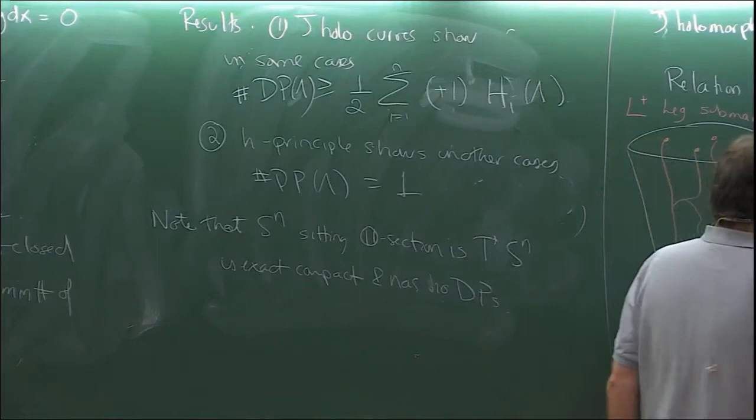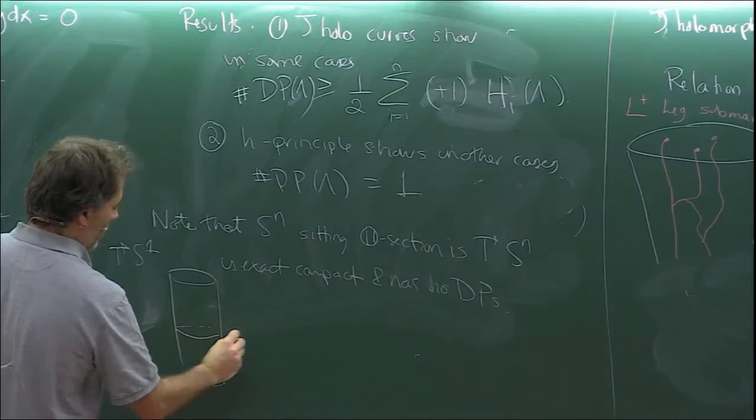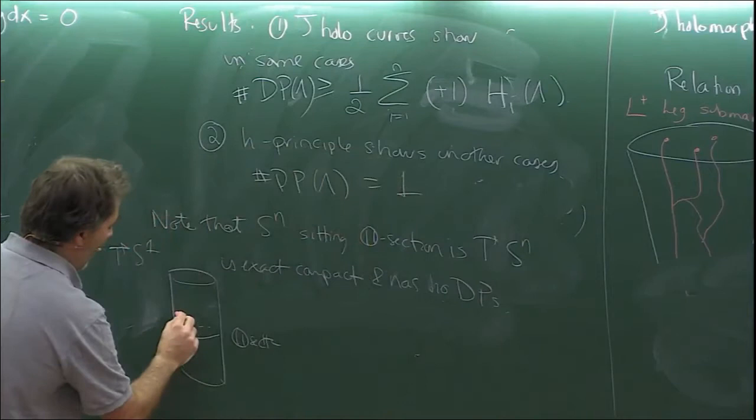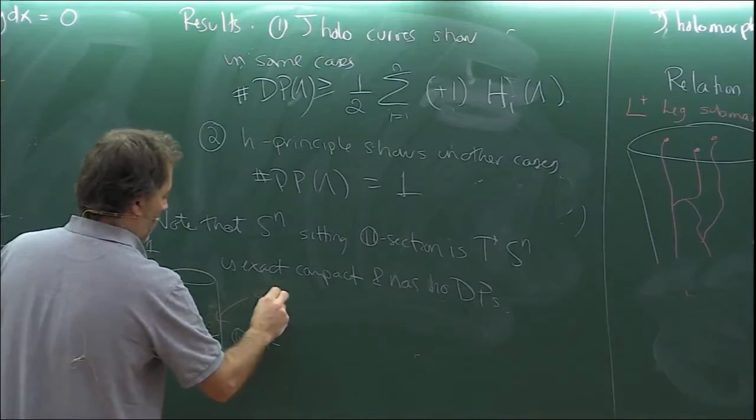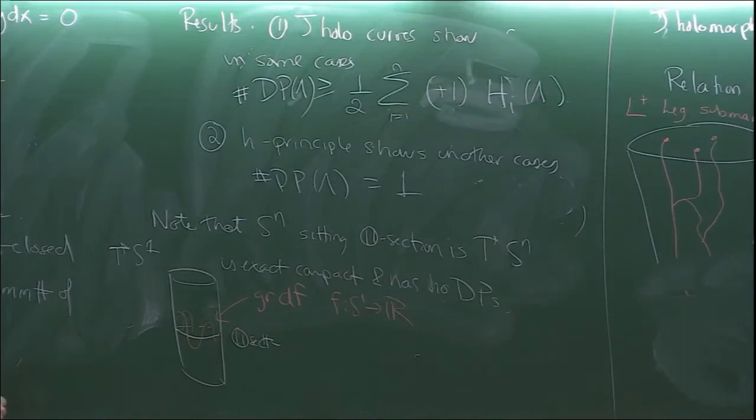Or even more generally, it doesn't even just have to be the zero section. Here I'll draw T*S^n, or let's say T*S^1, and here's the zero section. And I could just take the graph of the one form of some function to R. That's also exact. Does not self-intersect. Okay.